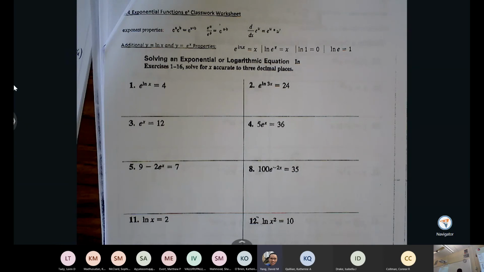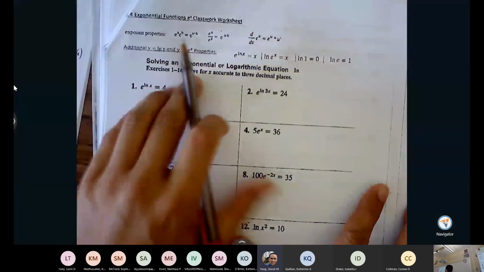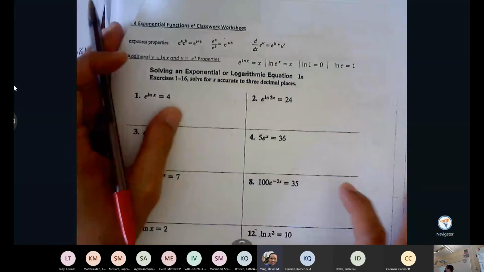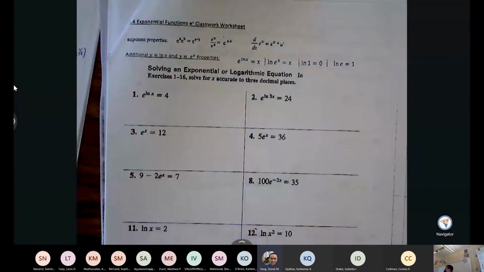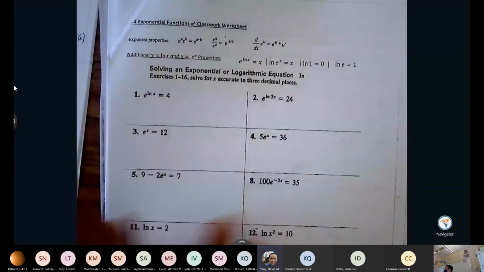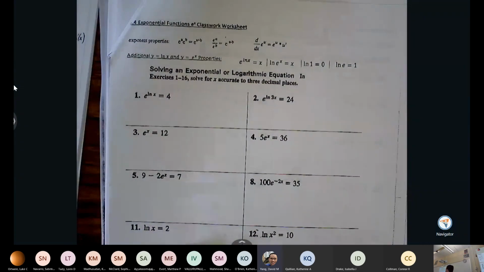All right. Today I want us to focus on this worksheet, which is from 5.4. I'm going to pick out some problems for us to do off this handout. It's under today's link. It's also under yesterday's link as well.